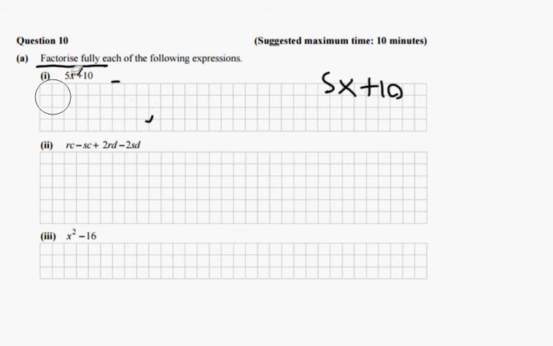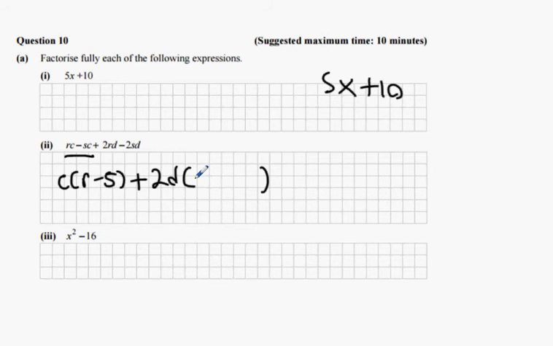Okay. What about the next one? What can you take out of the first two? C into R minus S. Yeah. What can you take out of the second one? And then, yeah, R minus S. Now, slow down for a minute, okay?